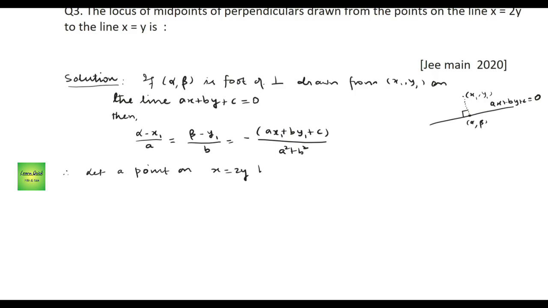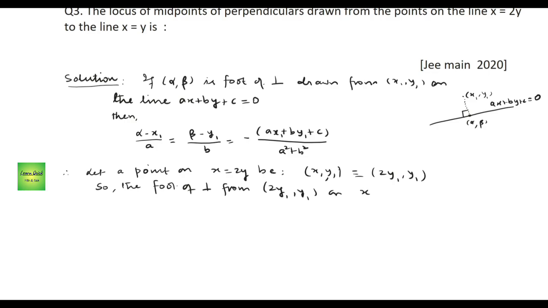Let a point on x = 2y be (x1, y1), which can be written as (2y1, y1), since x = 2y. From this point, we'll drop a perpendicular on the line y = x. Now how to find that? We'll use the result as given above. So the foot of perpendicular from this point on the line y = x, or rather x - y = 0, will be found like this.